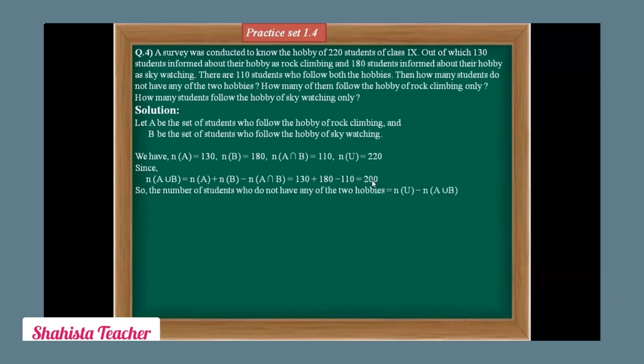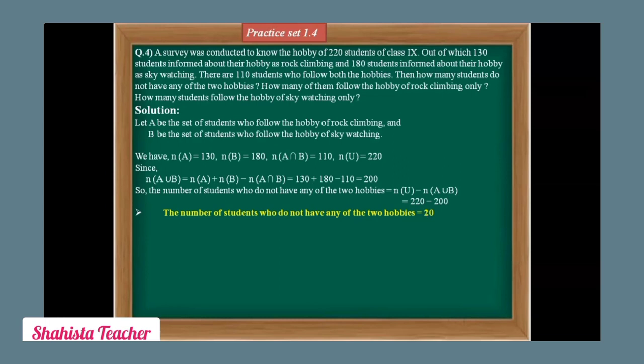Now after this, the number of students who do not have any of the hobbies is number of U minus number of A union B. Number of U means total number of students in class 9, which is 220. So 220 minus 200 is 20. So the number of students who do not have any hobby is 20 students. Here we will write the number of students who do not have any of the two hobbies is 20.